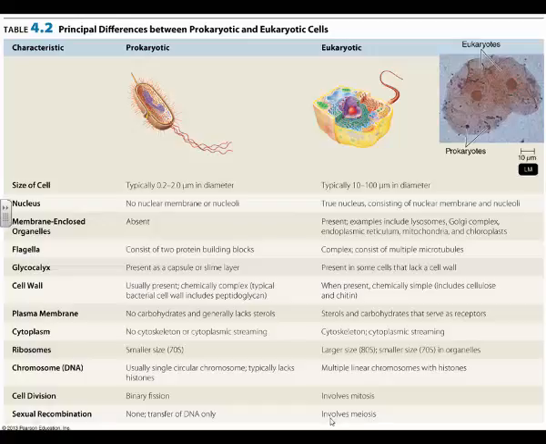In many cases, both microorganisms as well as our own cells are able to carry out sexual recombination through the process of meiosis.